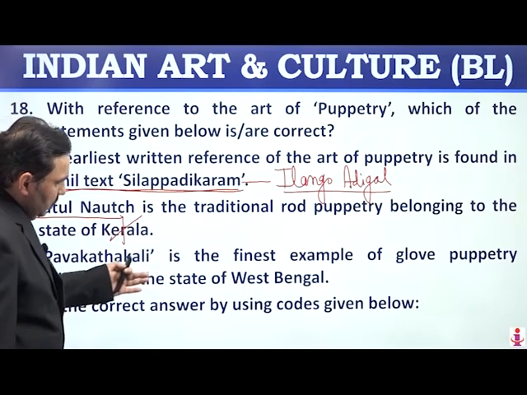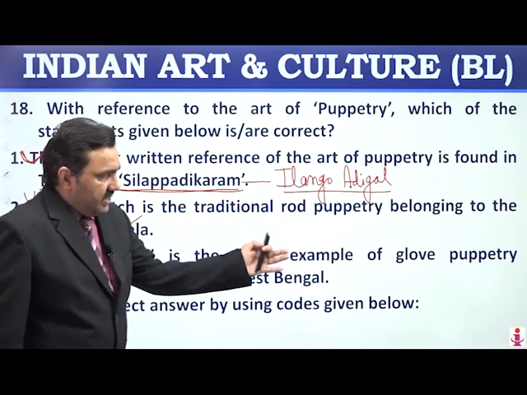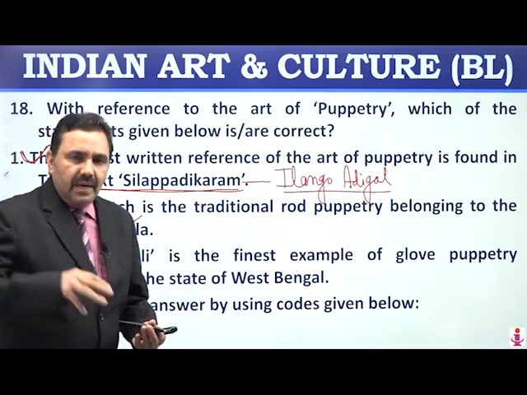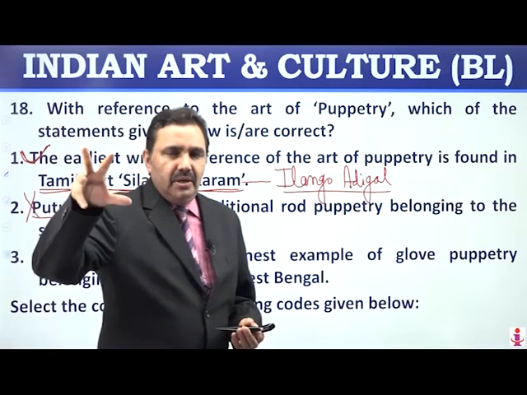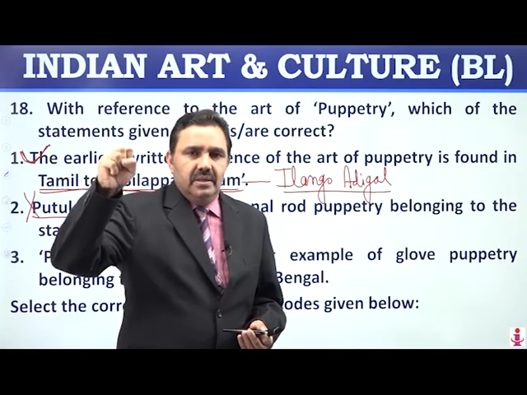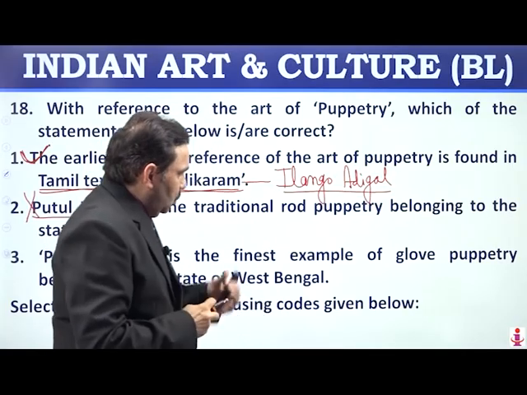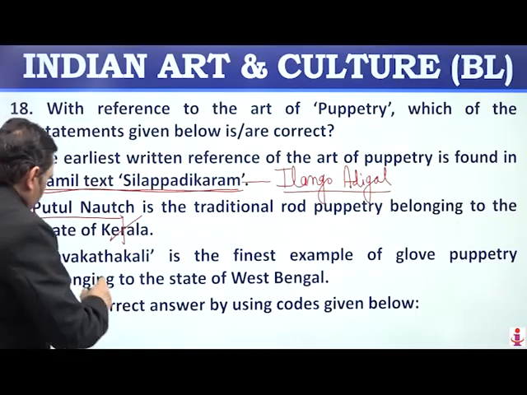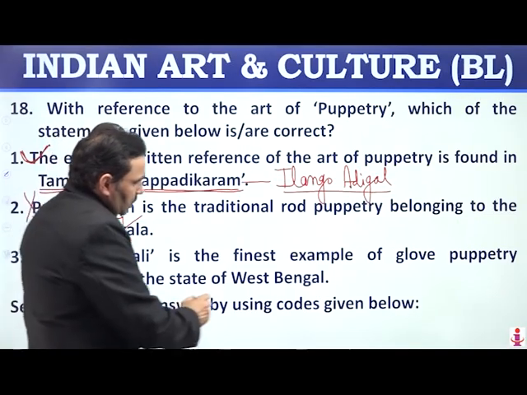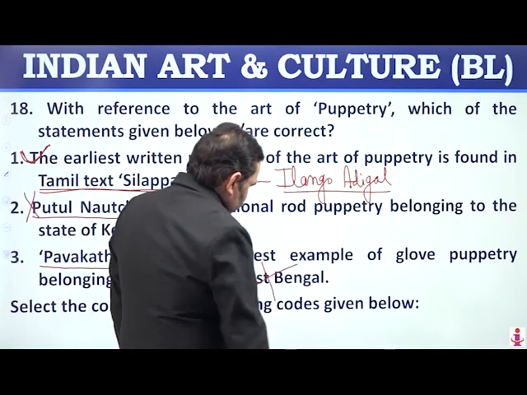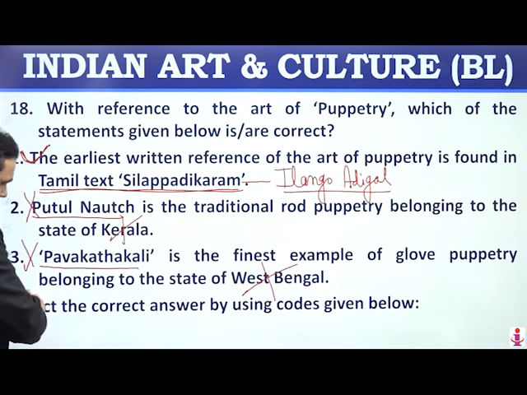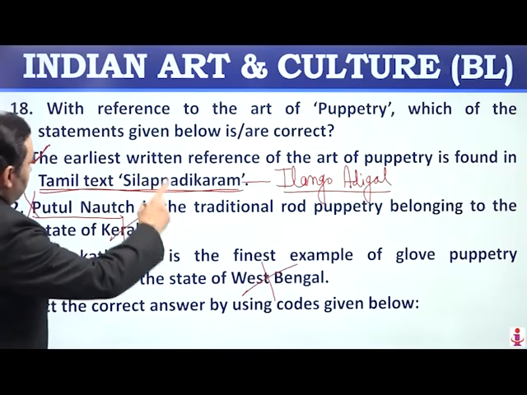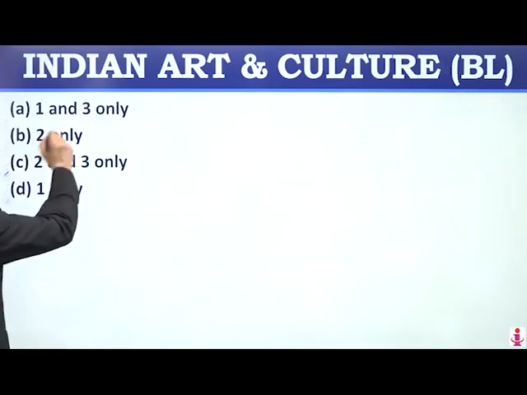Pava Kathakali or Pava Koothu is the finest example of glove puppetry. Sometimes you would have seen the puppets put on like a glove, and then by using the thumb and fingers, the puppets are made to perform. One example is Pava Kathakali or Pava Koothu of Kerala, not of West Bengal, Kerala. Second and third are wrong. You have to choose the correct statements, only one.